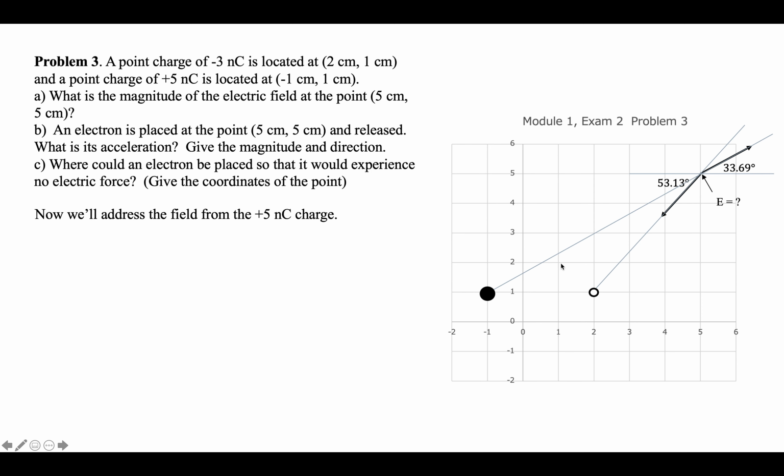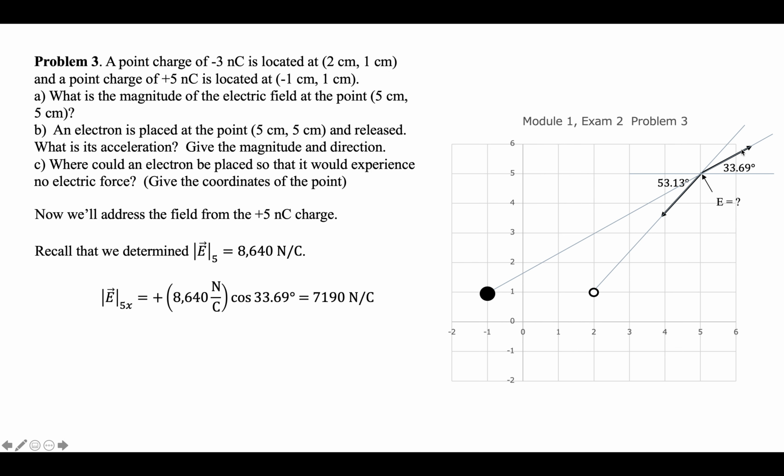Now we'll get the field from the plus 5, which is at 33.69 degrees. The magnitude is 8,640. 8,640 times cosine 33.69 will give the horizontal component, which is 7190. 8640 times sine 33.69 will give the vertical component, which is 4790. That's this right here.